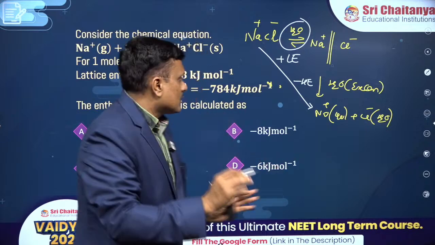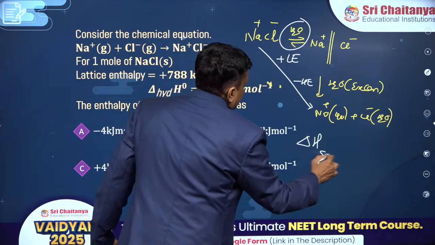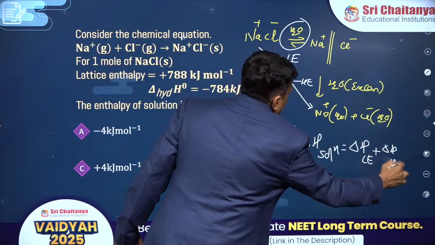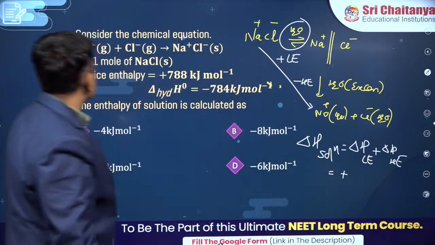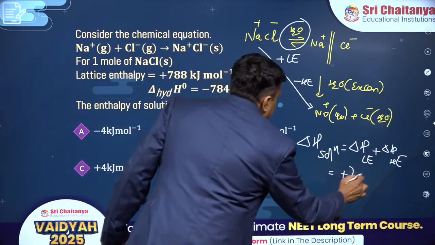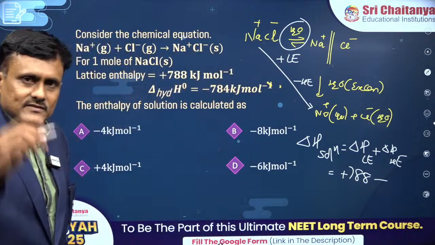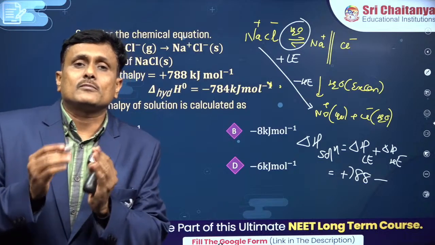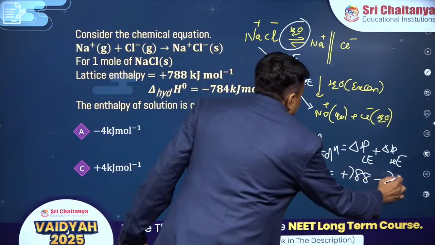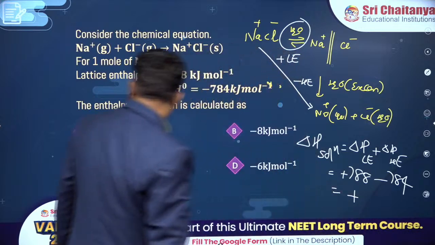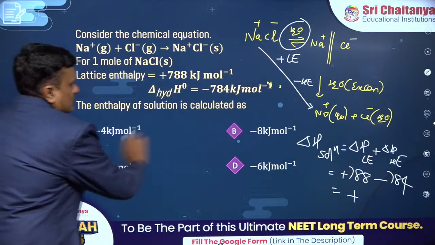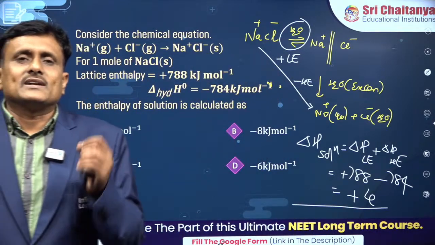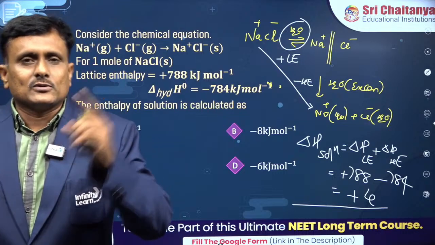Two processes. So overall, the heat of solution can be written as the sum of the lattice energy and hydration energy. One is positive, how much? 788. The other one is negative. Hydration energy is always negative because it is the energy released, because the ions are surrounded by water molecules, new bonds are formed, energy is released, minus 784. So you can see overall plus 4 kilojoule amount of energy is taken by NaCl while dissolving in water. That is why it is called an endothermic salt.